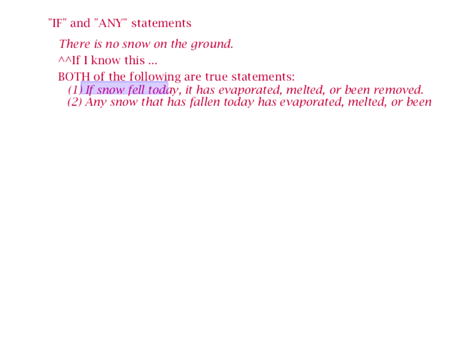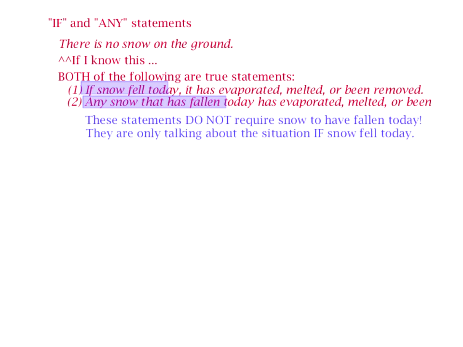Either one of these things does not imply or require in any sort of way that there was snow today. We could be in the middle of the desert in the summer and these statements are still true. So these statements do not require snow to have fallen today. They're only talking about the situation if snow fell today. If no snow fell today, then these statements are automatically true.